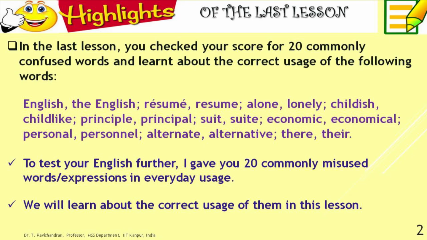You checked your score for 20 commonly confused words and learnt about the correct usage of the following words: English, the English, resume, resume, alone, lonely, childish, childlike, principle, principal, suit, sweet, economic, economical, personal, personnel, alternate, alternative, there, their. Pronunciation there is no difference, but in terms of letters, THERE and THEIR.